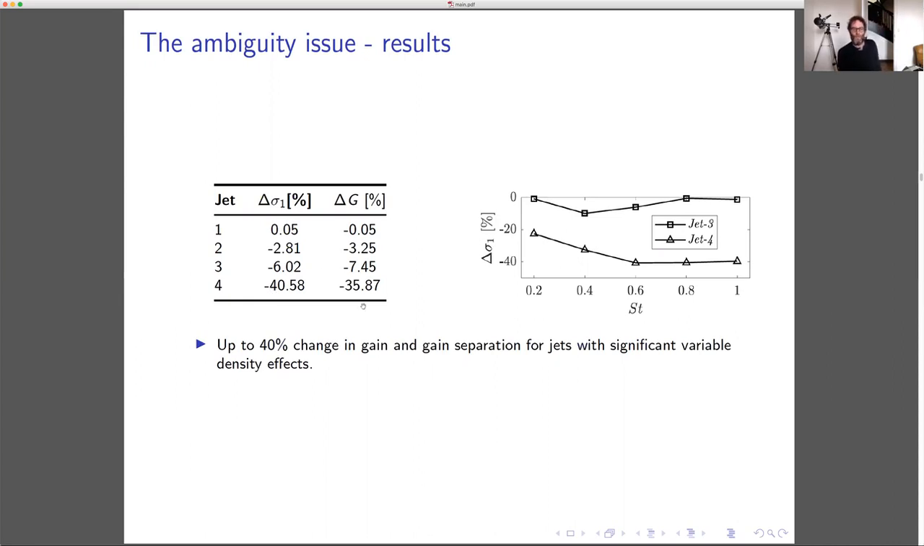And this last column here shows you the difference in gain separation between the resolvent analysis using primitive or conservative variables. And so again, gain separation is something that we're often interested in, because if you have a big gain separation between your leading resolvent mode and the first suboptimal, that can be an indication that a low rank model will be appropriate. So that's often something that we're watching out for in resolvent analysis. And this shows that depending on whether you use primitive or conservative variables, you can have a change of up to 36%. And over a range of frequencies for jets 3 and 4, again, this is showing the change in the leading singular value. So that confirms that this may be an issue for compressible flows.